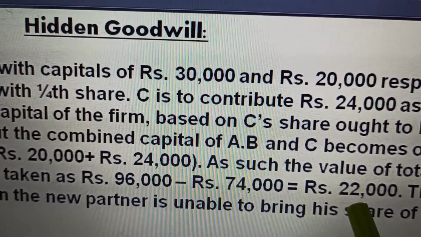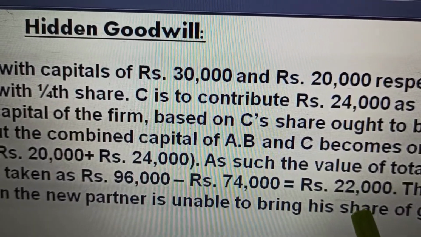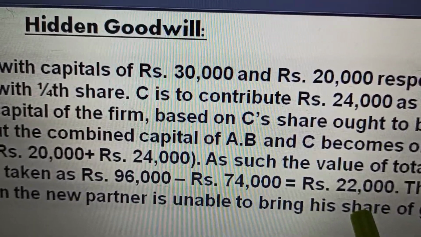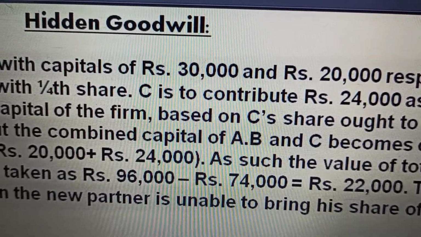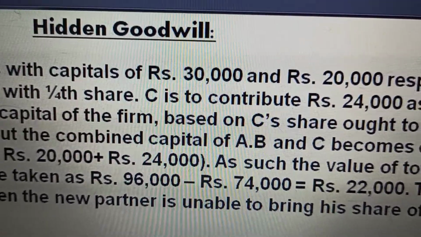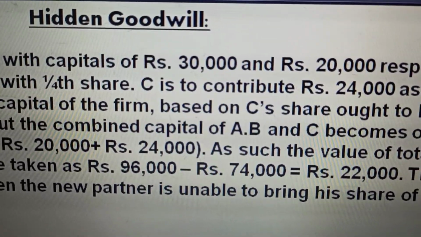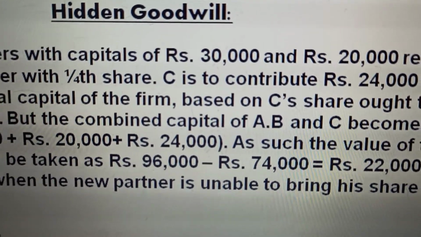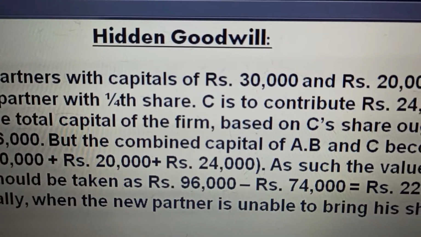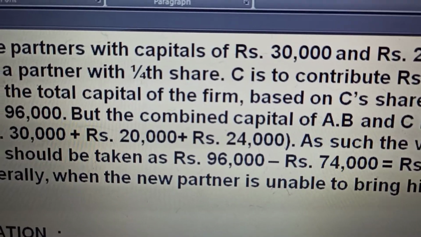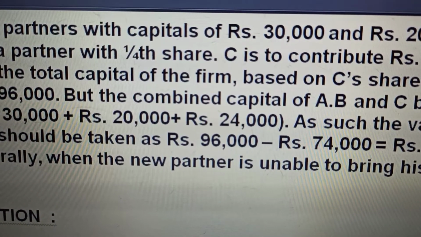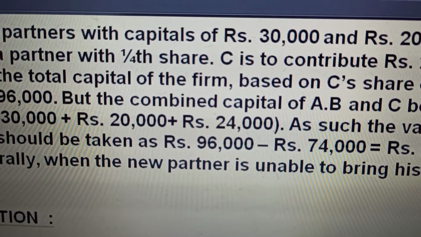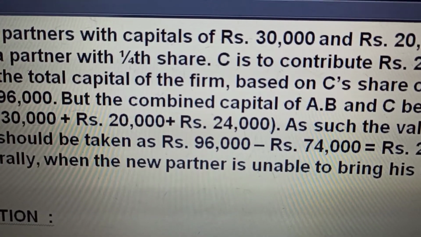With the value of the firm's goodwill, we find out the new partner's share of goodwill and make the accounting treatment as we used to do. In the same way, we make the accounting treatment. Clear? This is hidden goodwill. Now let us proceed with the same thing carried over in a question.